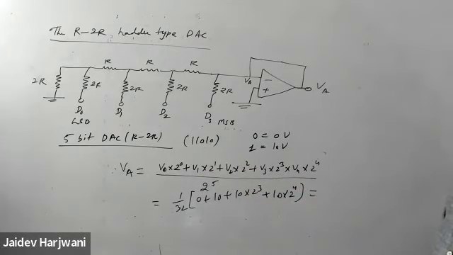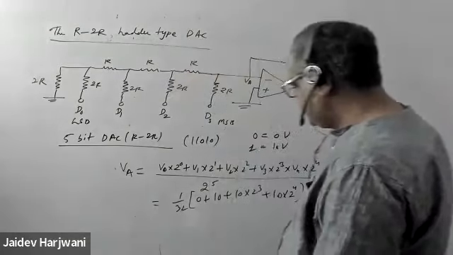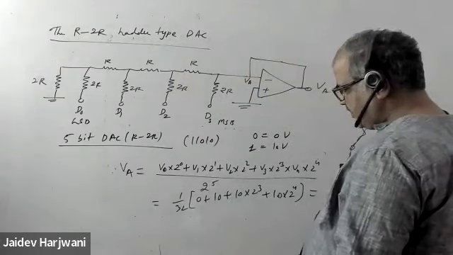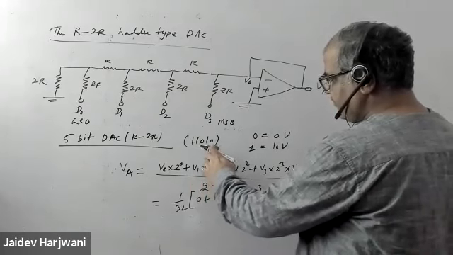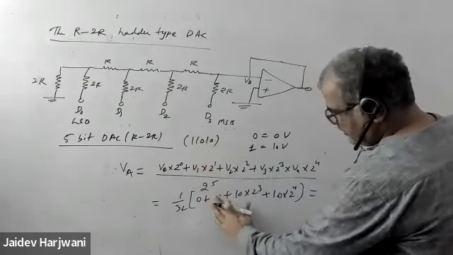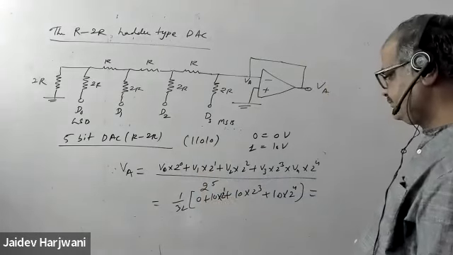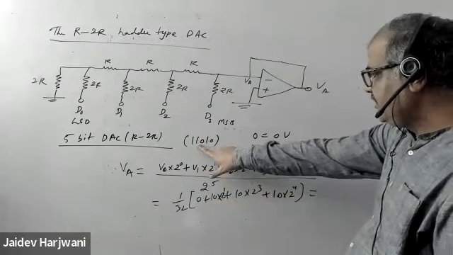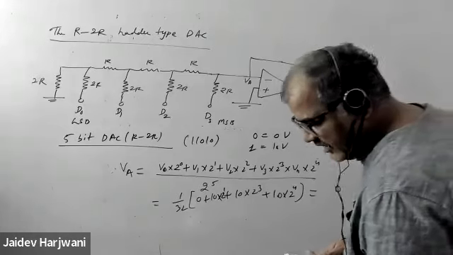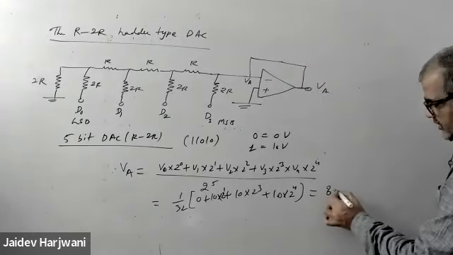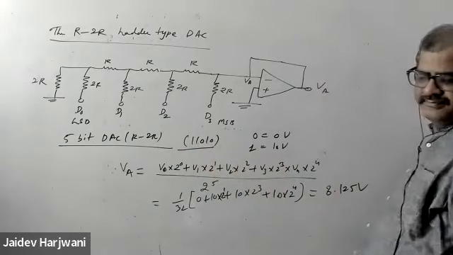Sir, 0 into 2 power... 0 plus 20. Where did 20 come from? 2 power 1, V1. Okay, 20, correct. So 10 into 2 power 1. Okay, correct. Then 0, then the third and fourth terms, correct. How much is it coming? 8.125. Okay, so the analog output corresponding to this digital input is 8.125.